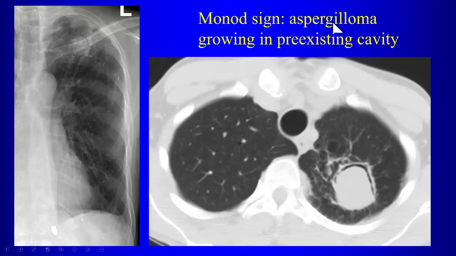So the Monod sign is when you have peripheral lucency because of a fungus ball within a cavity. So what's the difference? The difference is here, the cavity comes first and the fungus ball grows in the cavity, as opposed to the air crescent sign where you have an opacity first that cavitates in the periphery, so the cavitation comes after the opacity, right? So that's the difference between those two. So this is the Monod sign when you have aspergilloma growing within a cavity. Now, of course, they can look on a plain film just like an air crescent sign.